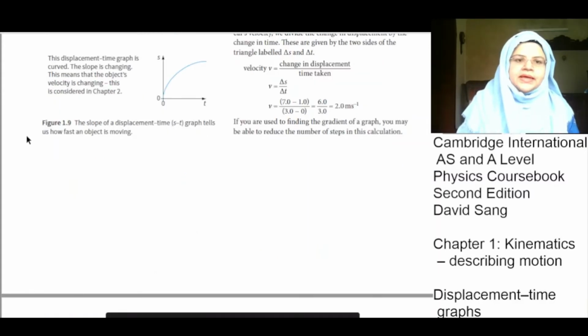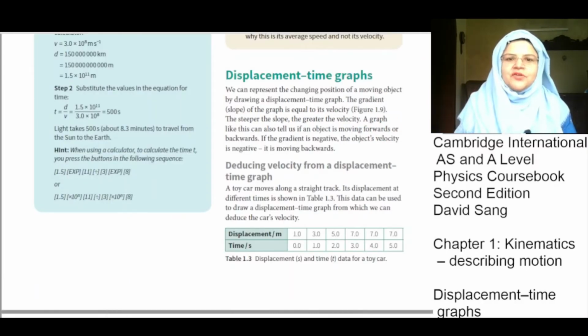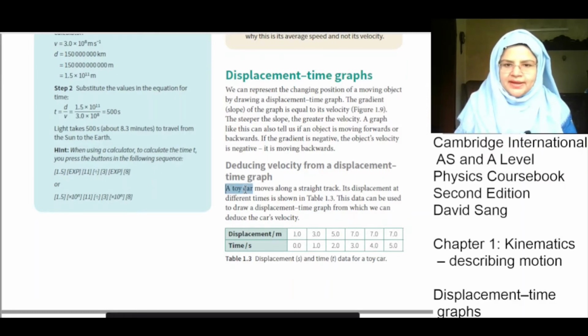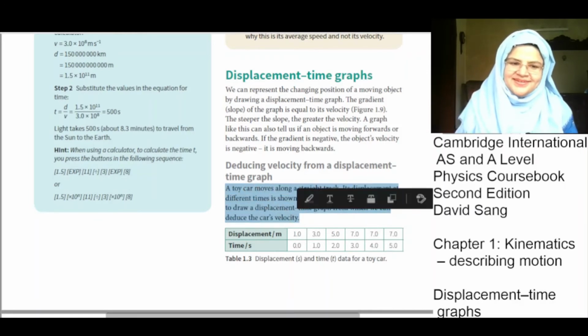Figure 1.9, the slope of a displacement time graph tells us how fast an object is moving. We have considered different cases. Deducing velocity from a displacement time graph. A toy car moves along a straight track. Its displacement at different times is shown in table 1.3. This data can be used to draw a displacement time graph from which we can deduce the car's velocity.